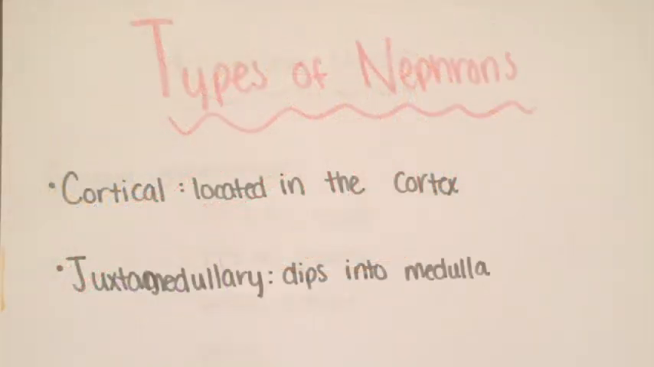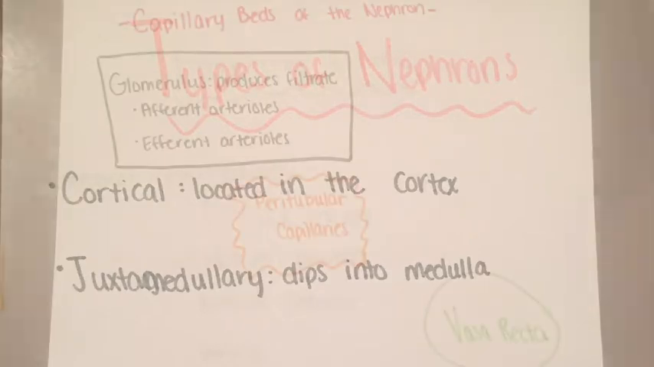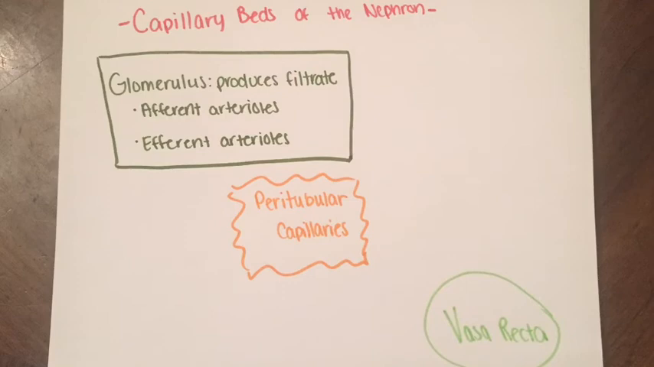Types of nephrons. Cortical nephron is mostly in the cortex. A juxtamedullary nephron dips into the medulla and allows kidneys to produce concentrated urine. Capillary beds of the nephron include a glomerulus, which produces filtrate. Inside the glomerulus, you have afferent arterioles, which take blood in to the glomerulus, have a larger diameter, and keep the blood pressure up. Efferent arterioles bring blood out of the glomerulus and have a smaller diameter.